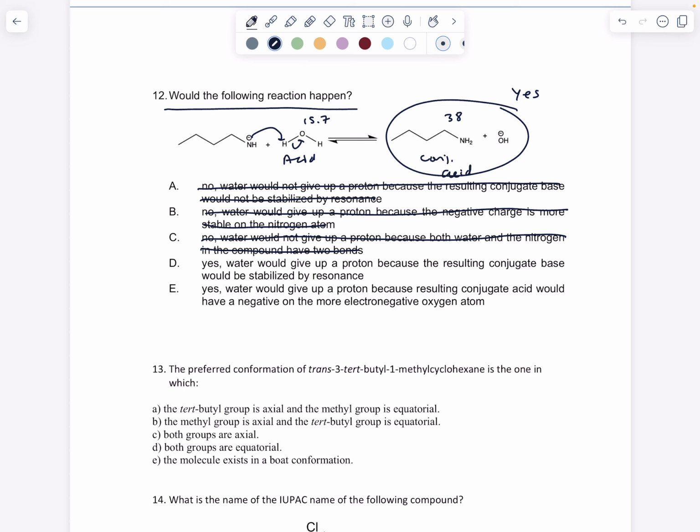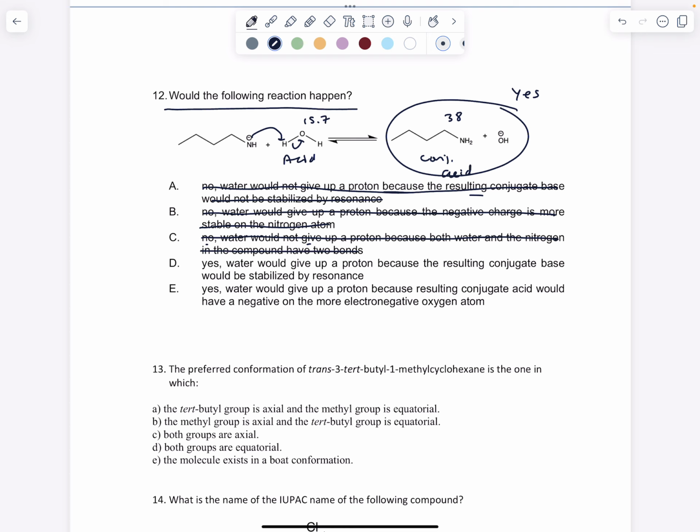So in all these, if you're looking at their no is wrong, so you can eliminate them, but also water wouldn't give up the proton because the resulting conjugate base wouldn't be stabilized by resonance. Well, you can have acids that aren't stabilized by resonance, so that doesn't make sense. The next one, water would give up a proton. That doesn't really make sense because water would give up a proton and the reaction would happen. Next one, no, water would not give up a proton because water and nitrogen have 2 bonds. That's not a reason that makes sense, it having 2 bonds.